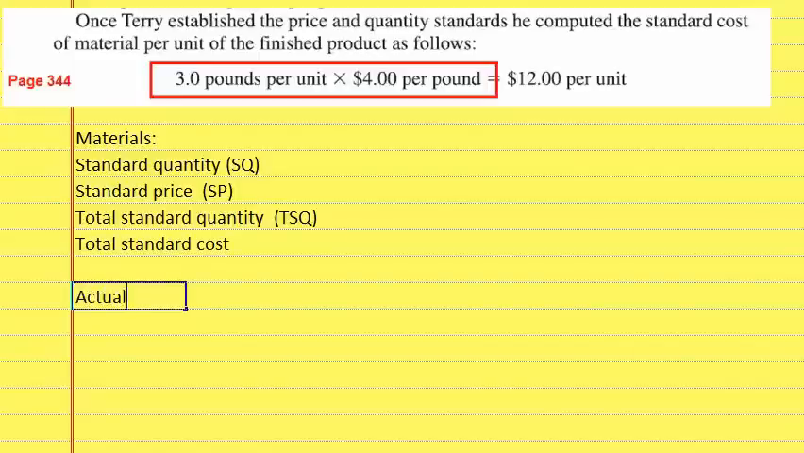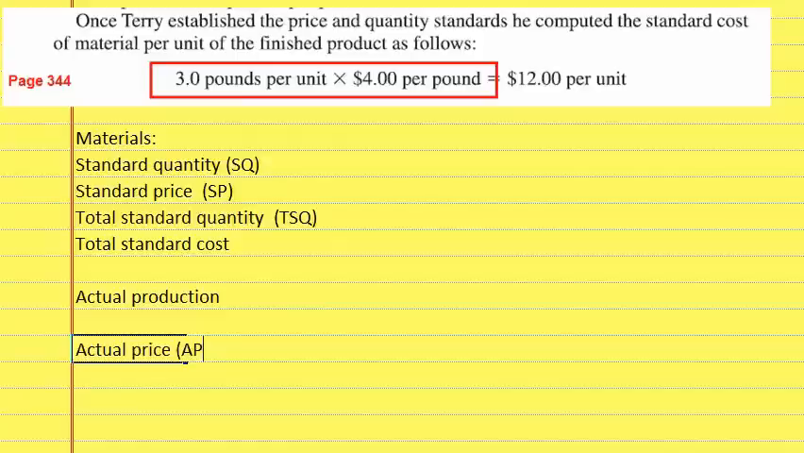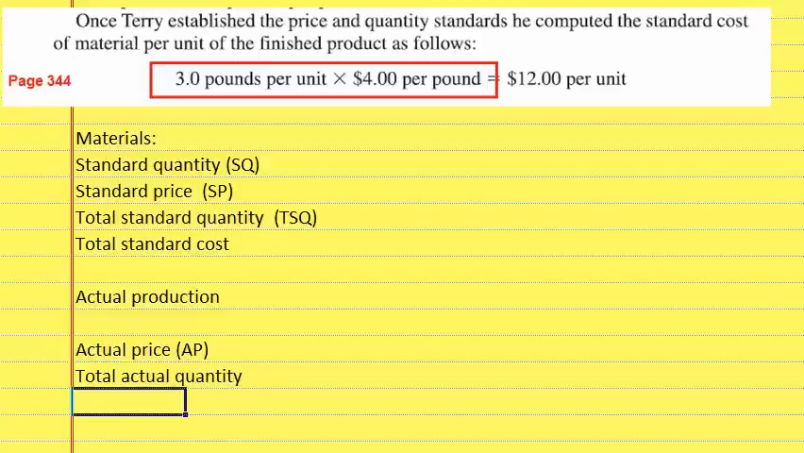Actual production, and that's not in my formula, so I will not have an abbreviation for that. We have actual price. In my formula, I will abbreviate that AP. We have total actual quantity, total actual cost, and the total actual quantity I need an abbreviation for, TAQ. There we go. So that's the basic structure for materials.